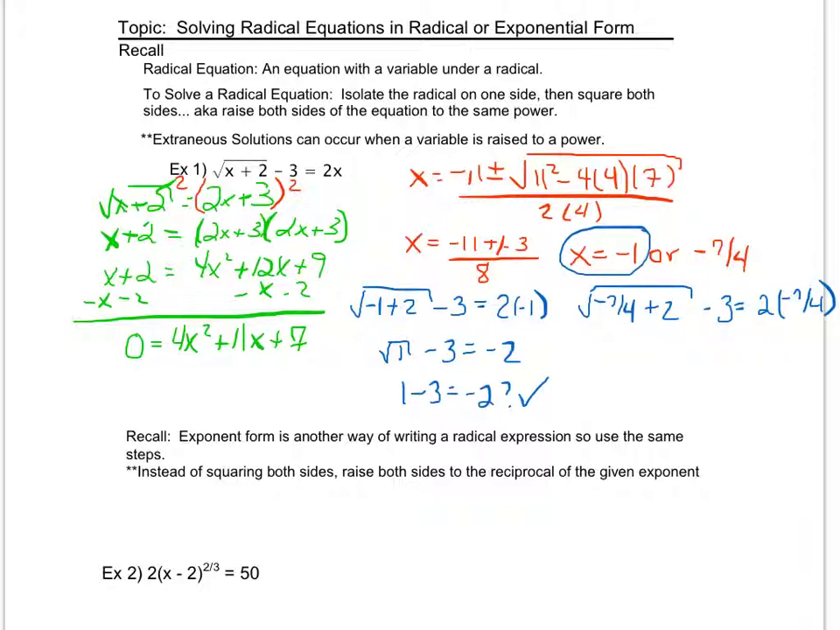Checking over here, this is going to become the square root of 1 over 4 minus 3. Does it equal negative 7 over 2? Well, the square root of 1 over 4, I can take the square root of both top and bottom, and I get 1/2 minus 3, which is the same thing as 6 over 2. Does that equal negative 7 over 2? Well, I know that 1/2 minus 6/2 is going to be negative 5/2, so it does not equal negative 7 over 2. So I'm going to go ahead and cross that out as one of my solutions, leaving me with only one true solution.